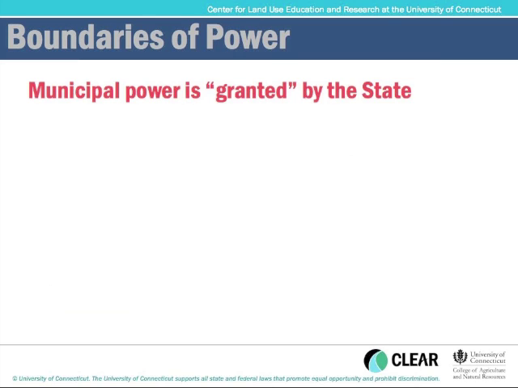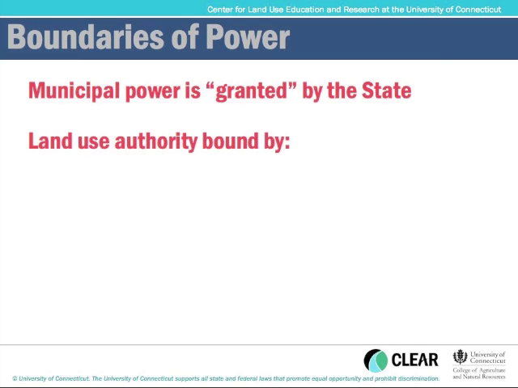Now, municipalities have no power in and of themselves in terms of land use. The powers that they have are essentially granted to them by the state. There are a number of laws, called enabling acts, that allow the state to pass its power down to the local municipalities.